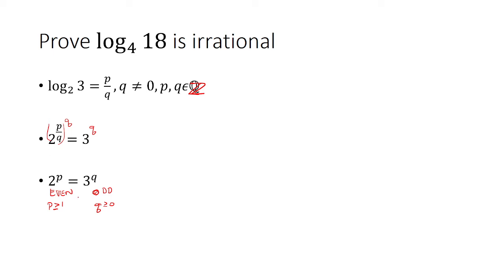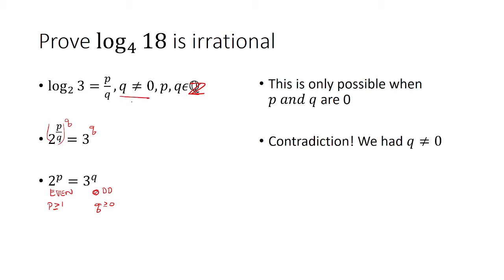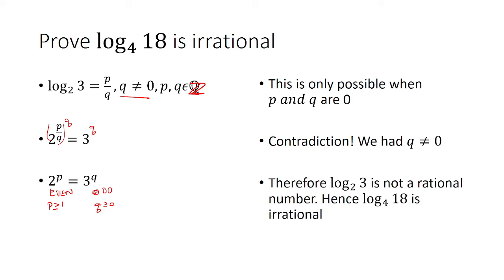But basically, when is an even going to equal odd? That never happens. The only time these two are going to be equal is if p and q are 0. Because then you have 2 to the 0 is 1, 3 to the 0 is 1. But note that we said q cannot equal 0. That's a contradiction. So we said q does not equal 0. Therefore, log base 2 of 3 is not a rational number.